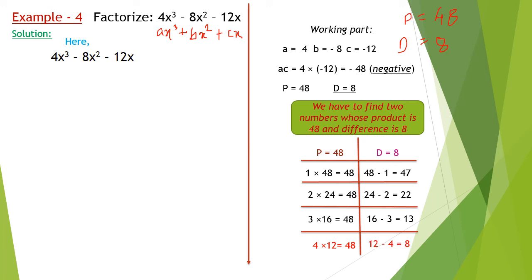So there is 8. So our two numbers are 12 and 4. Our two numbers are 12 and 4. So let's go back to our solution part.